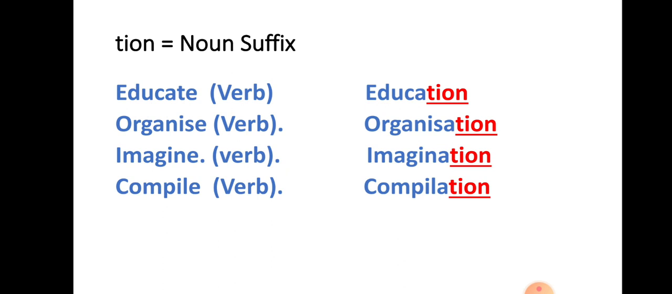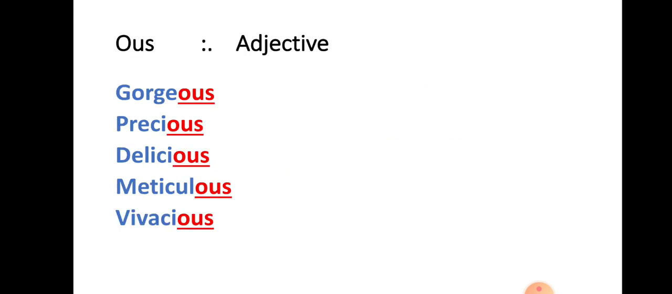Now there is one more example, TION, educate. TION is a noun suffix. So by adding TION at the end of words, you can convert these words into nouns. Educate, when joined with TION, becomes education. It's a noun. Organize, organization. Imagine, imagination. Compile and compilation. So all these words have been converted into nouns. Now there is one more suffix, OUS, and this is an adjectival suffix. So gorgeous, precious, delicious, meticulous, and vivacious, these are all adjectives.